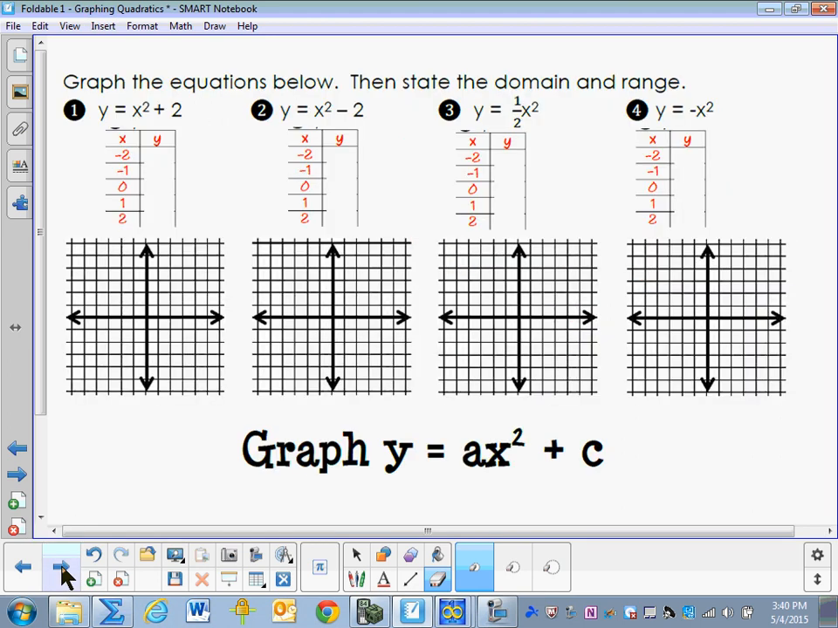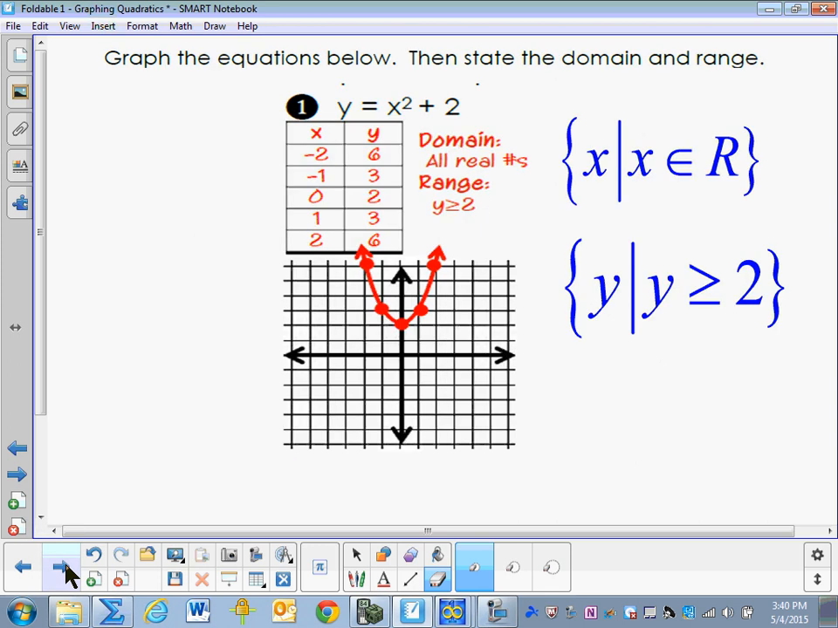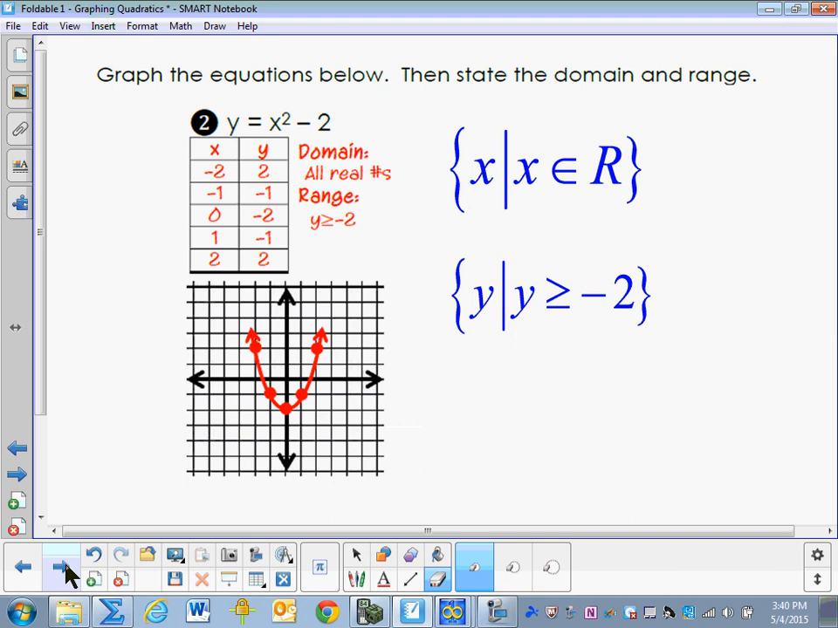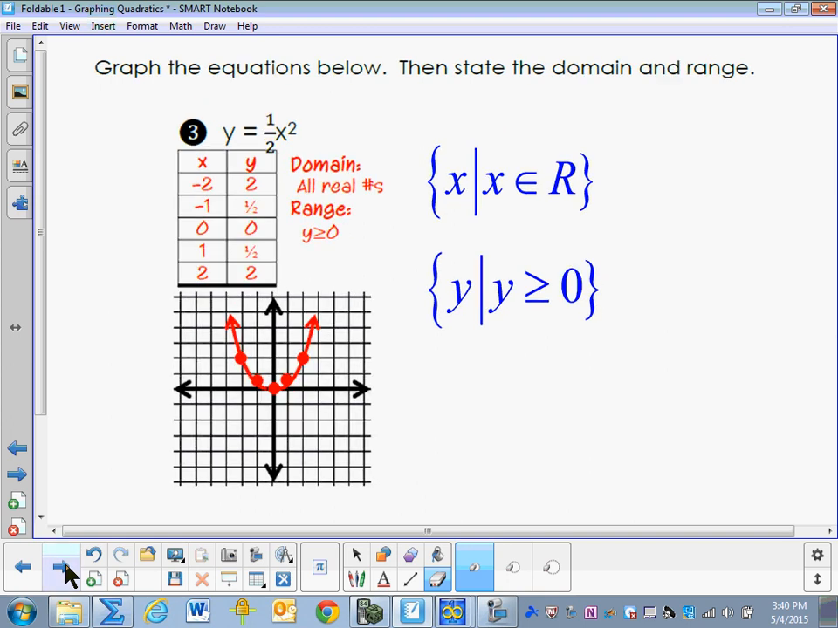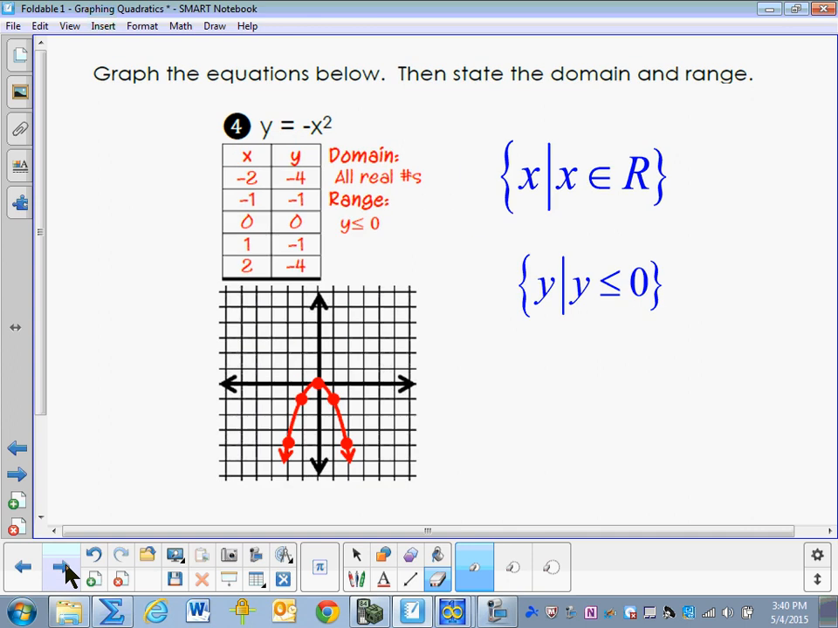So graph the equations below, then state the domain and range. So use your graphing calculator to determine the y values so that it would be quicker and more accurate when you graph. Number 1, number 2, number 3, and here's number 4.